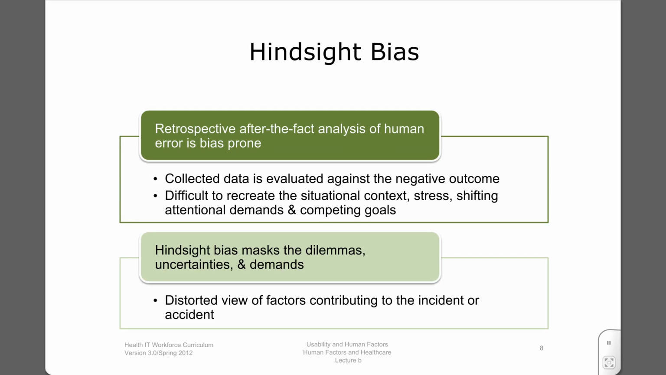We can only analyze errors after they happen. Errors often seem to be glaring blunders after the fact. This leads to blame assignment, or the search for a single cause. However, it is exceedingly difficult to recreate the situational context, stress, shifting attention demands, and competing goals that characterize a situation prior to the occurrence of an error. Retrospective analysis is subject to hindsight bias. Hindsight bias masks the dilemmas, uncertainties, demands, and other latent conditions that were operative prior to the mishap. Things simply look very different when you are looking back at a situation with 20/20 hindsight, and a more nuanced and system-centered approach is warranted.